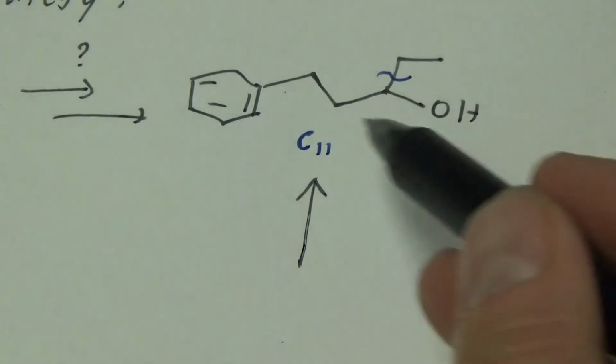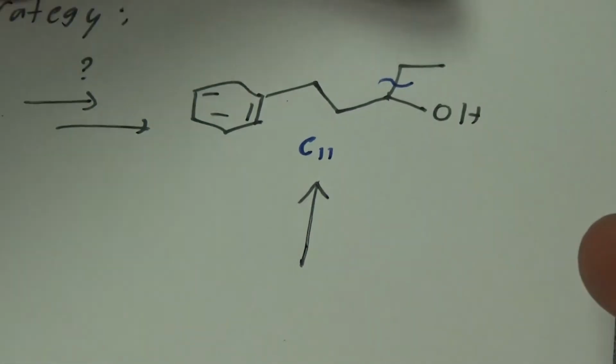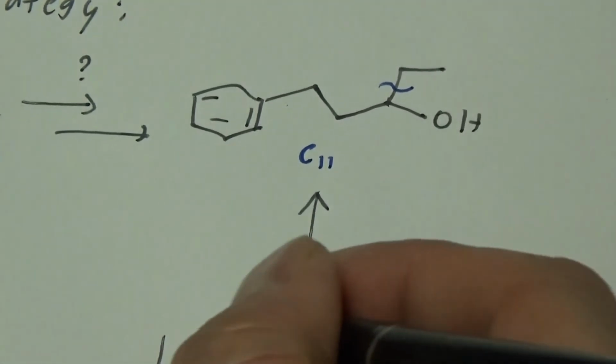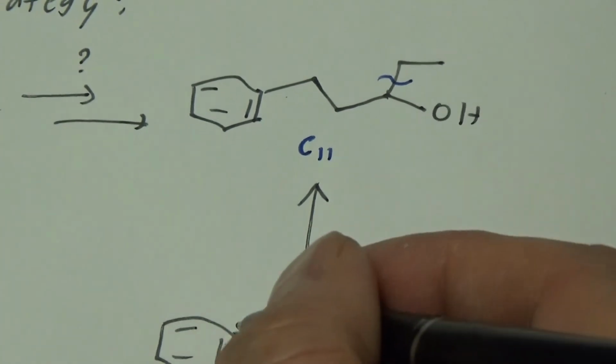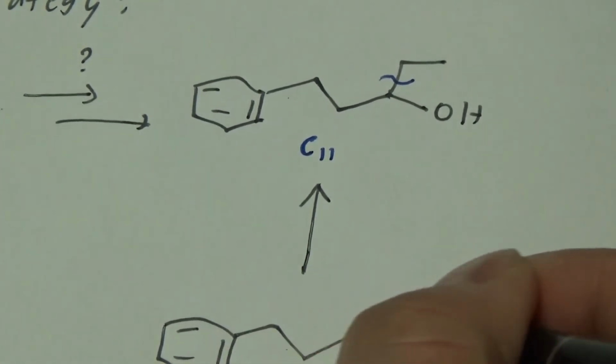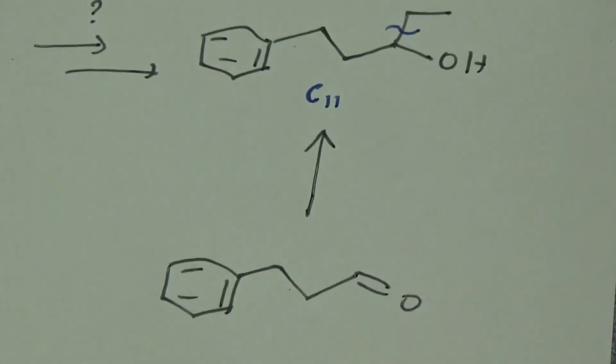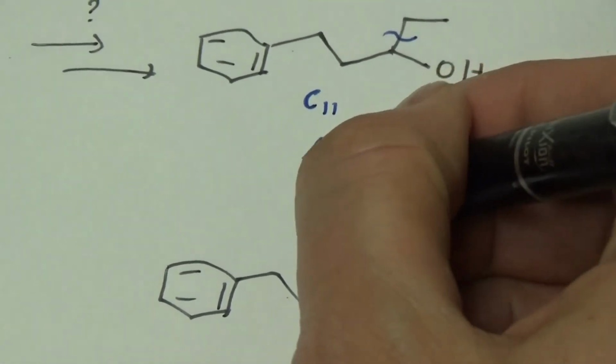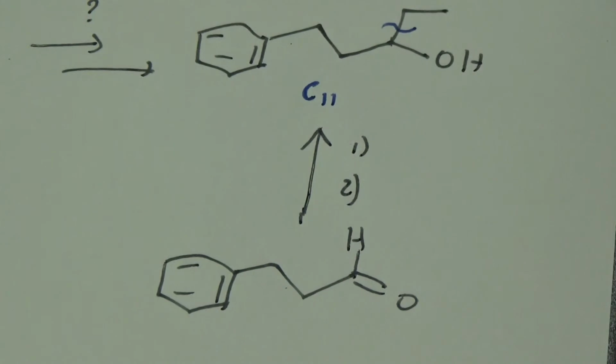I'm just going to redraw this bottom part as an aldehyde. So it's going to look like that, and maybe draw it out like an aldehyde, right? What's step 1 and 2? Well, what's step 2? Step 2 is always water.